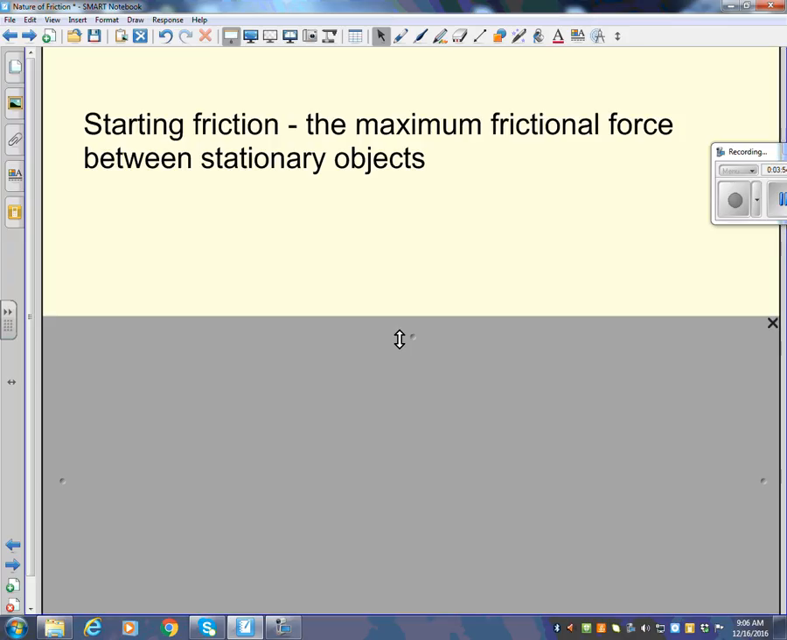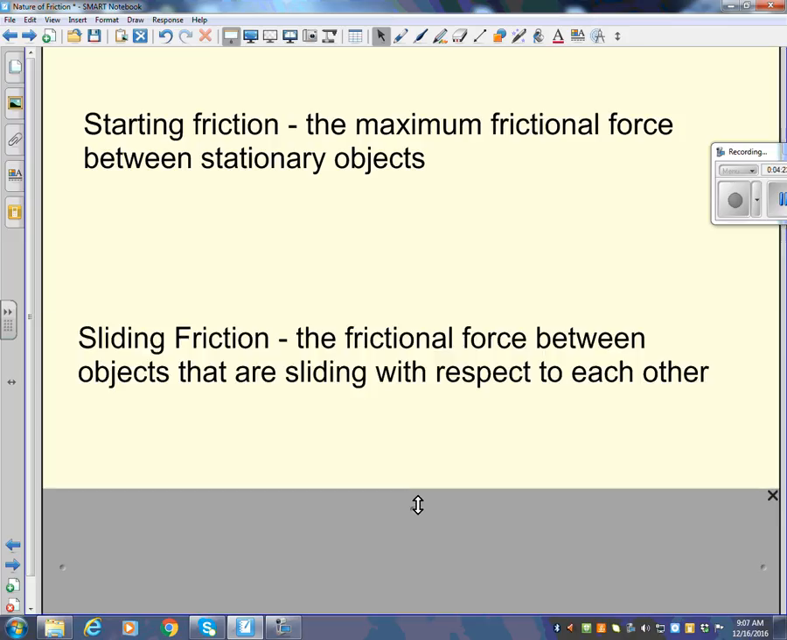For example, when I go to push the hole punch, if I just touch it, I get a little bit of friction, and I push a little bit harder, a little bit harder, a little bit harder. Friction only imposes as much as I do, and eventually friction can't do it anymore, and I have more mass than I can push, right? But friction will ramp up to a maximum. So starting friction is the maximum frictional force between stationary objects.